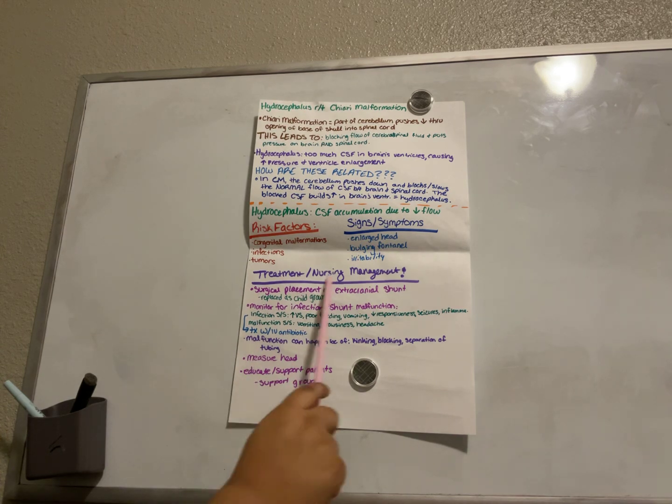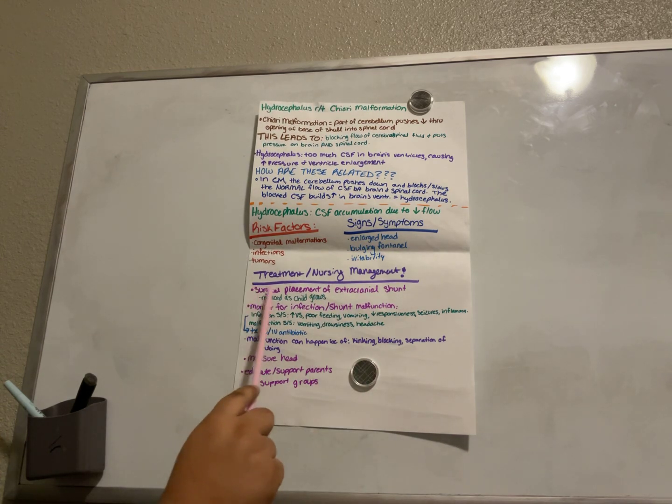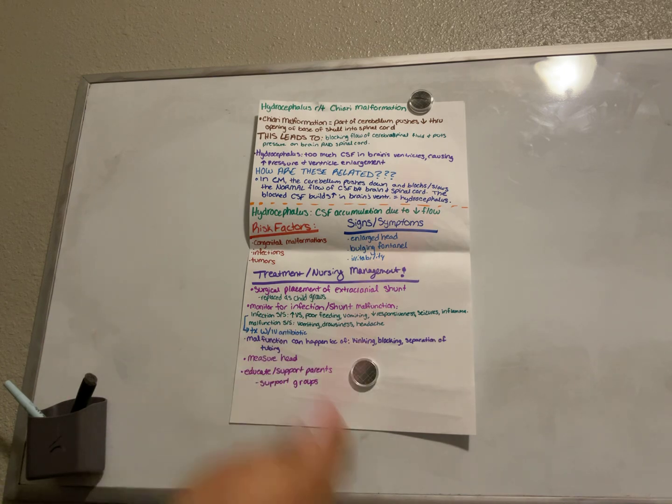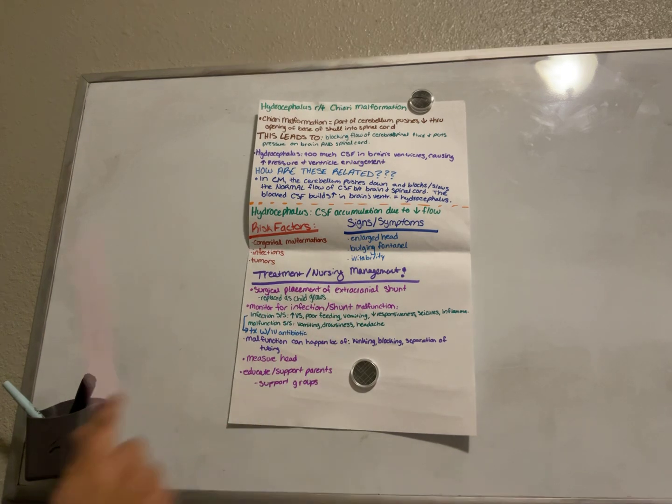So treatment and nursing management. You can do surgical placement of an extracranial shunt, and you have to replace it as the child grows because their head is growing, so you're going to constantly replace it. And you want to monitor for infection, and you also want to monitor for shunt malfunction.